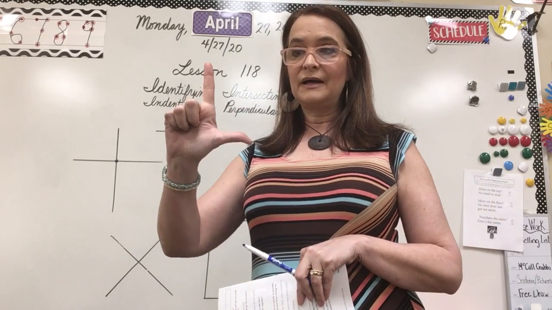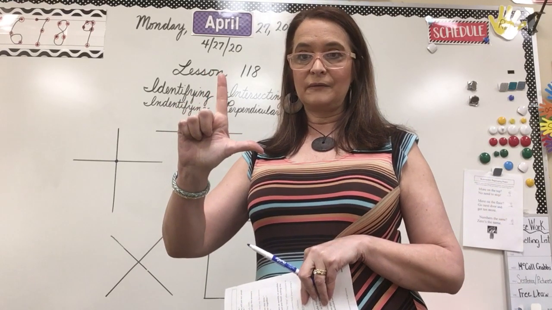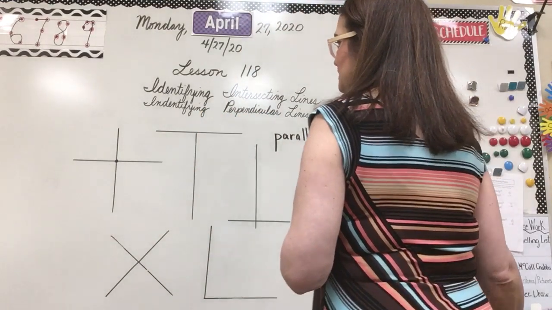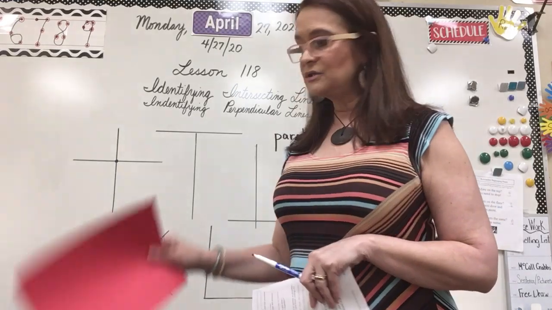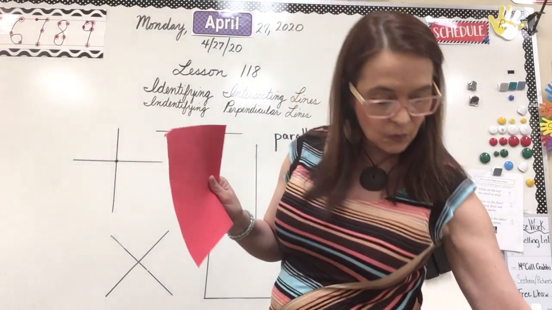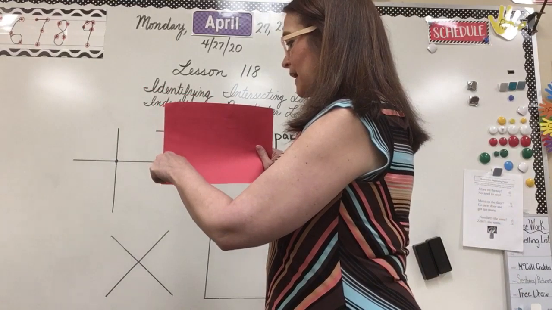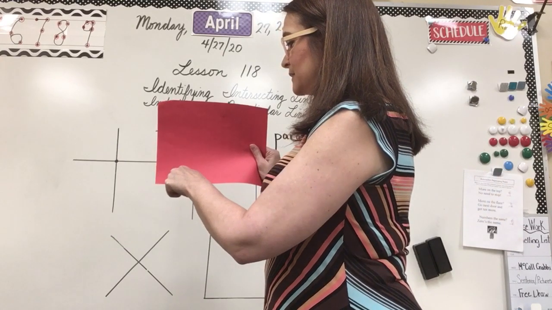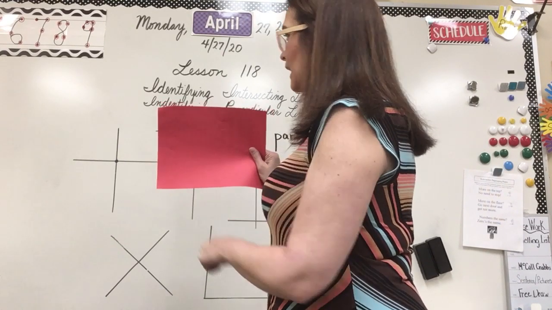A right angle is kind of like an L shape. And the way you can even test to see if the intersecting lines have a right angle is you can take a sheet of paper and try to lay the corner, the edge of the paper, and see if you have a perpendicular line.